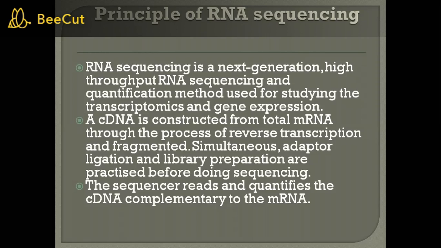If we see the features of next generation sequencing techniques, there are steps like library preparation and adapter ligation. RNA-seq is based on next generation sequencing, right? So that's why we have to carry out adapter ligation and library preparation. After this, we carry out the sequencing. Then the sequencer reads and quantifies the cDNA, which is complementary to the mRNA. After analysis of that data, we get to know the cDNA complementary to the mRNA, and we have to quantify this. Afterwards, we can find out the gene expression or differential gene expression.